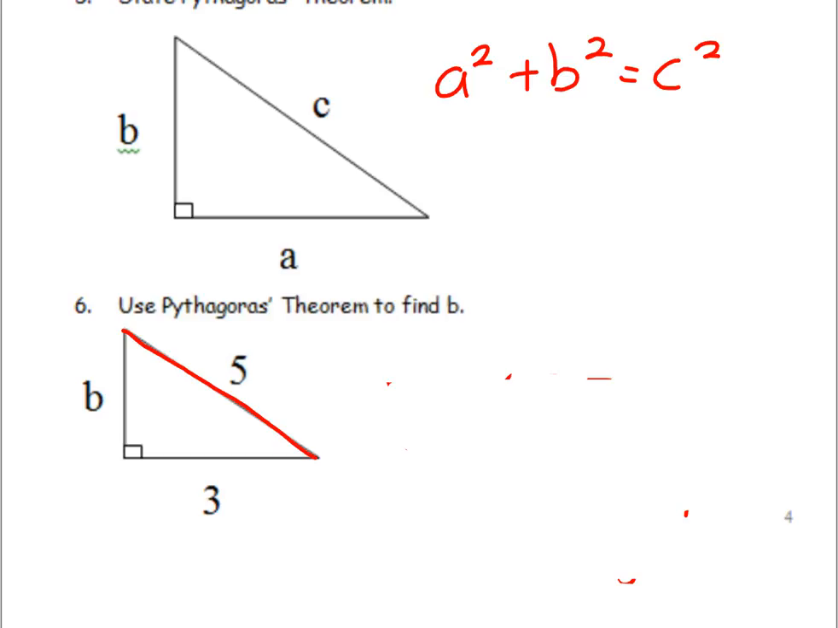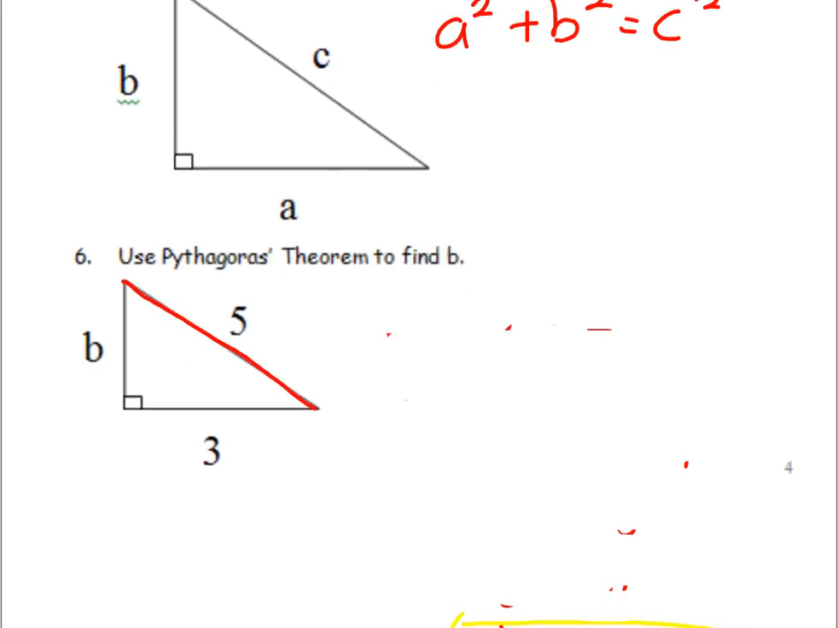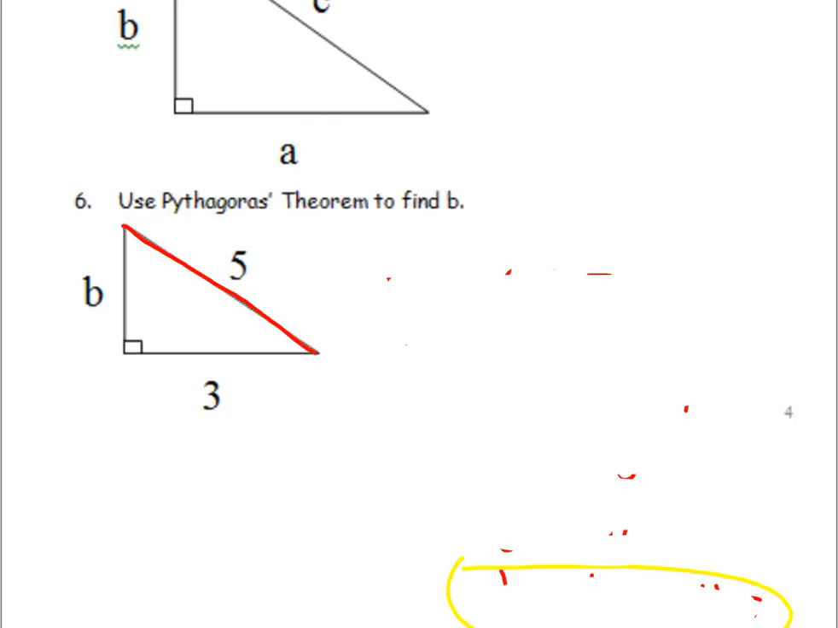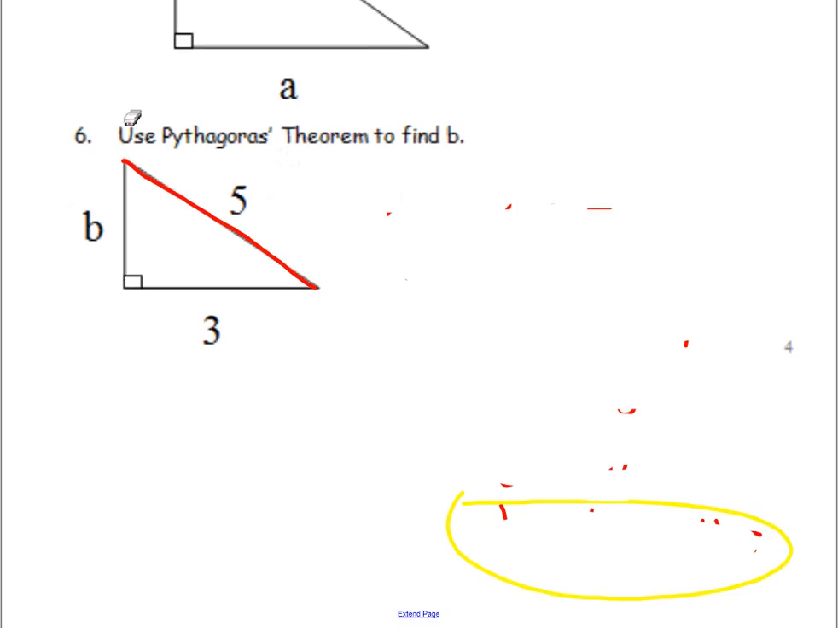Use Pythagoras' theorem to find b. So you've got to decide, first of all, is b a hypotenuse, is it a leg? And you probably guessed, yes, b is a leg. 5 is the hypotenuse. So we can put it straight into Pythagoras' theorem. You could just go b equals square root of 5 squared minus 3 squared and put that in the calculator. That's fine. I just happen to have done it right from the beginning.